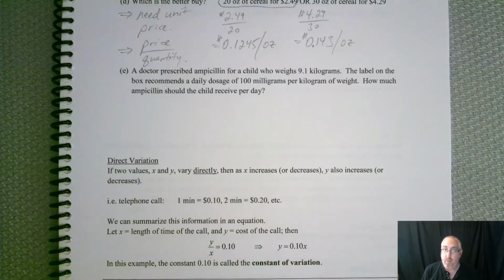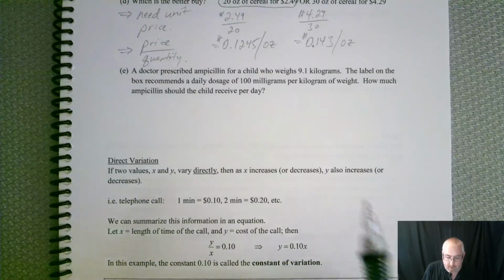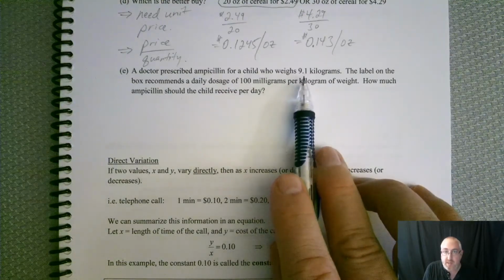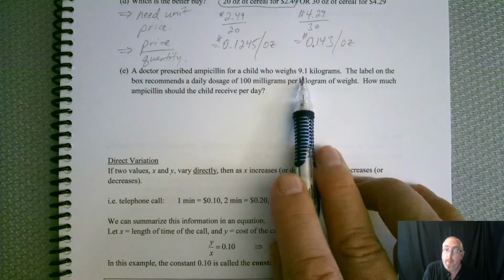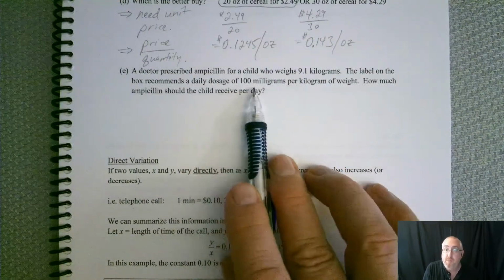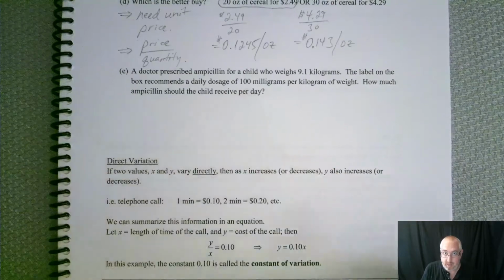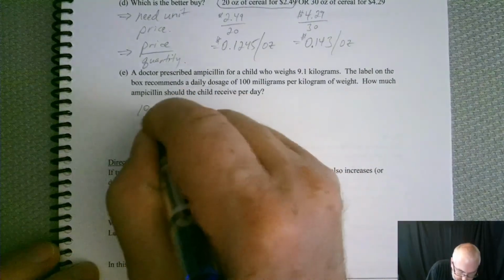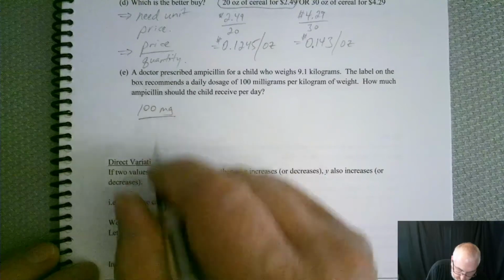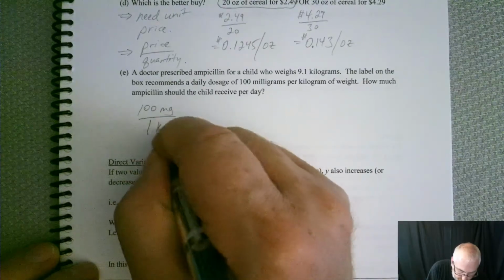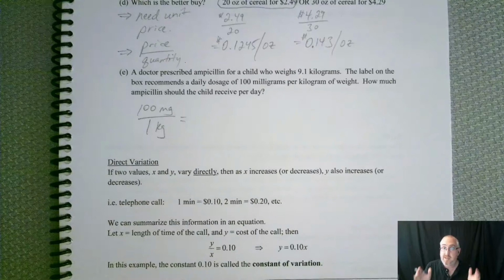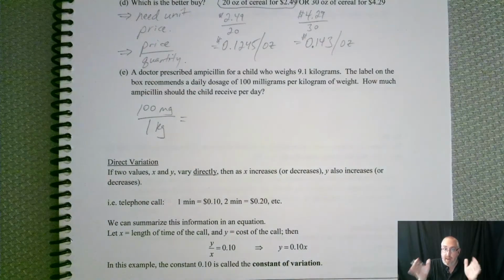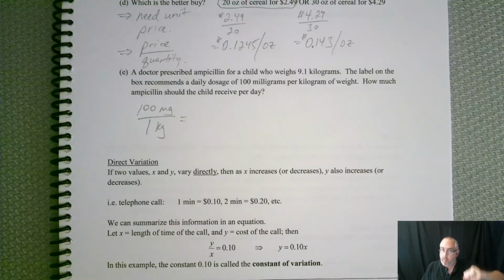What are you starting with? What comparison do we know right off the bat? We don't know how much medicine this 9.1 kilogram child needs, but we do know how many milligrams for 1 kilogram that we can give. So we've got 100 milligrams over 1 kilogram. That's our starting point. That relationship has to stick. 100 milligrams for 1 kilogram. Now we could have written it the other way around, it doesn't matter. But that's one side of your proportion.